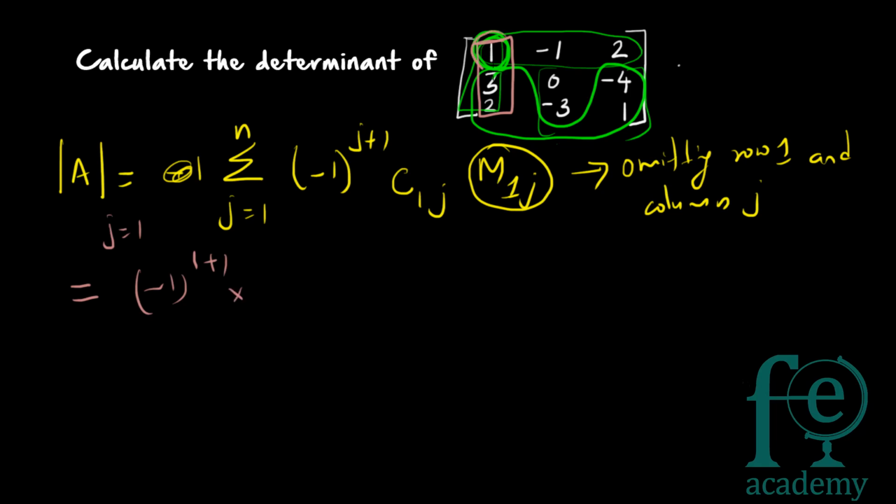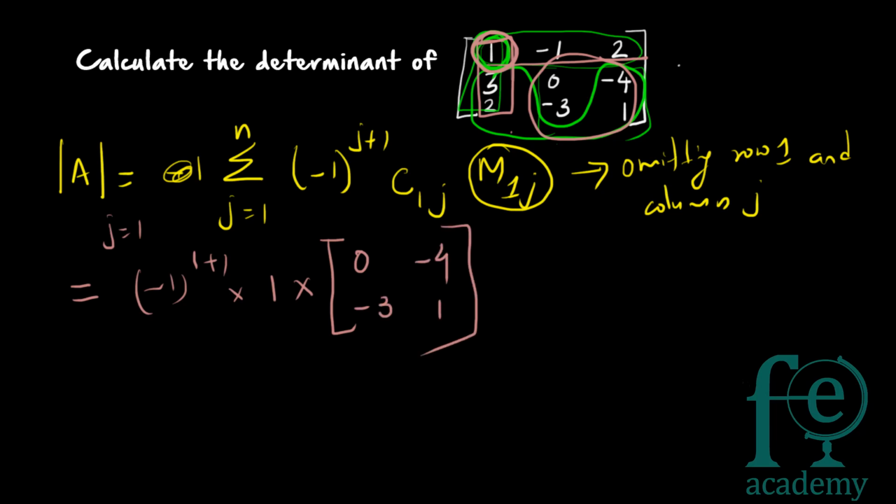C1j means C11, this first element, the first column element and the first row element. It is 1. 1 into M1j. M1j means it is the 2 cross 2 matrix obtained by omitting row 1 and column j. So this row is omitted plus column 1 is also omitted. So this is the 2 cross 2 matrix that is obtained. So into 0, minus 4, minus 3 and 1. So you get the first element.